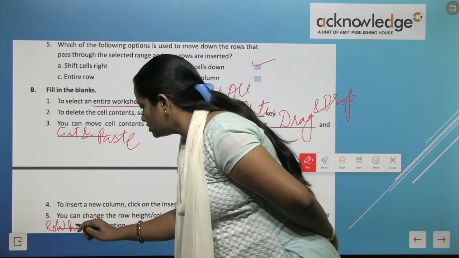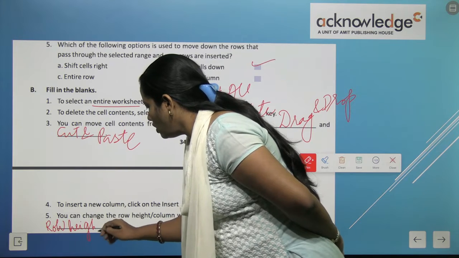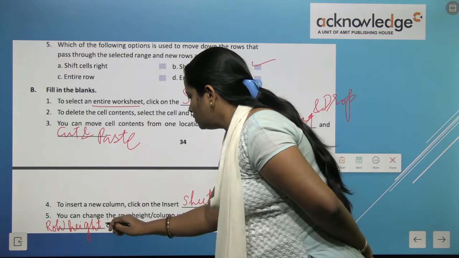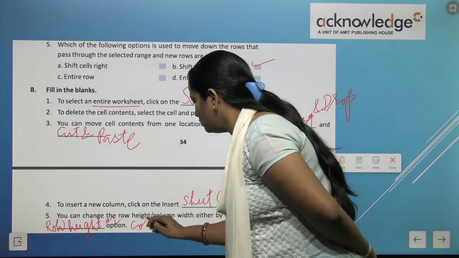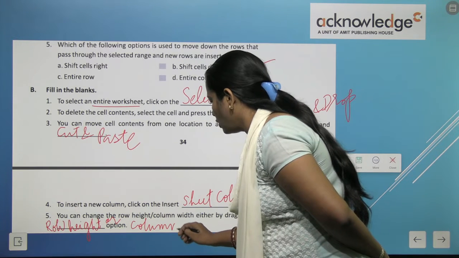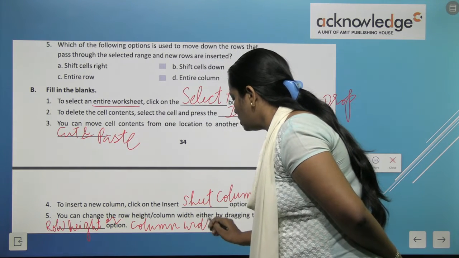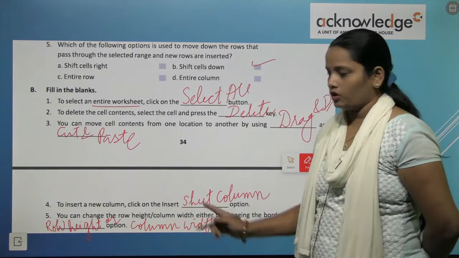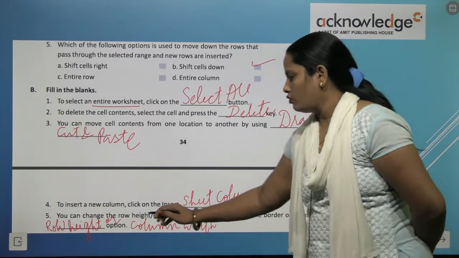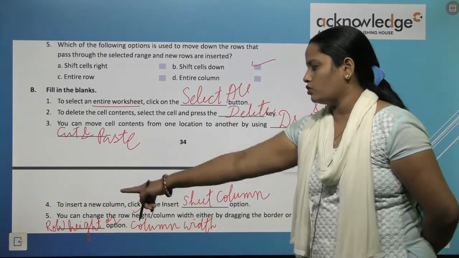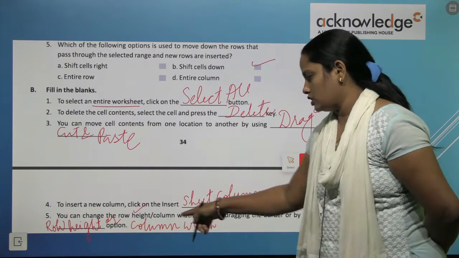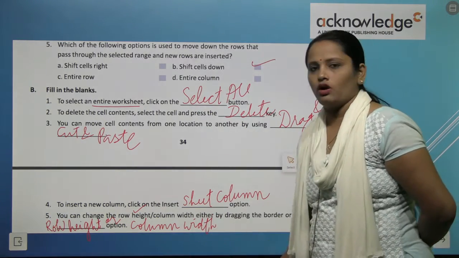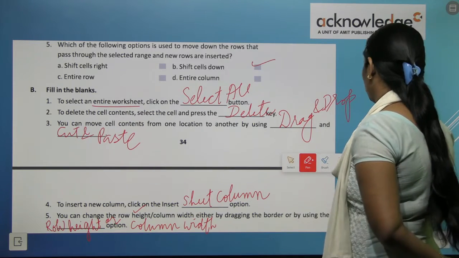row height, or we can say column width option. So either of these options can be used. For changing the row, we can use row height, and for changing the column width, we can use column width option from here.